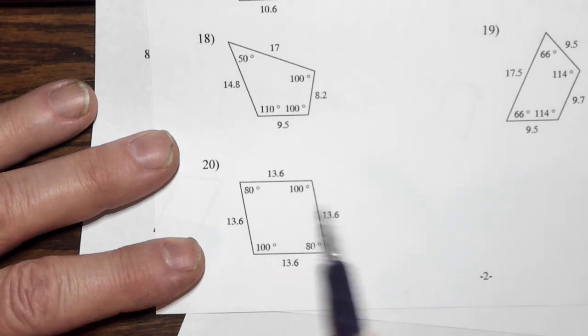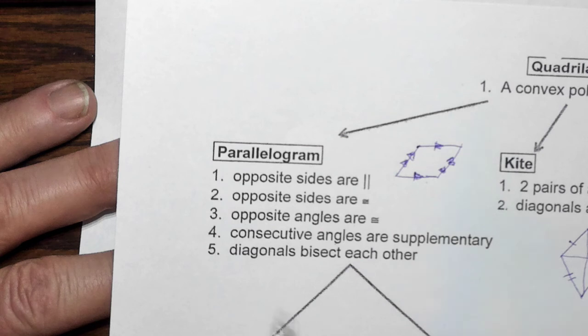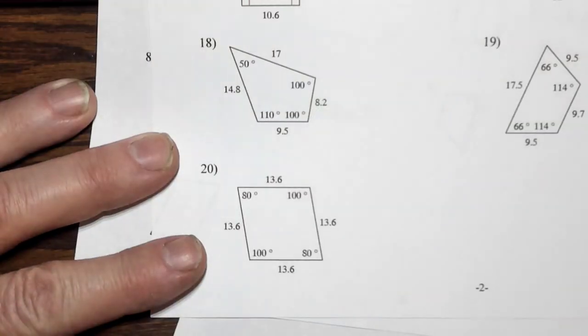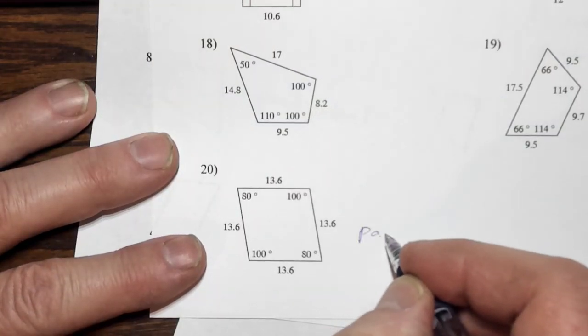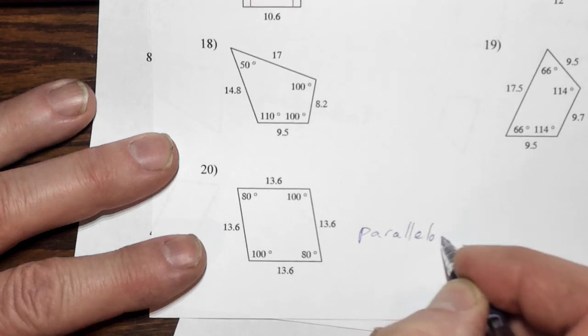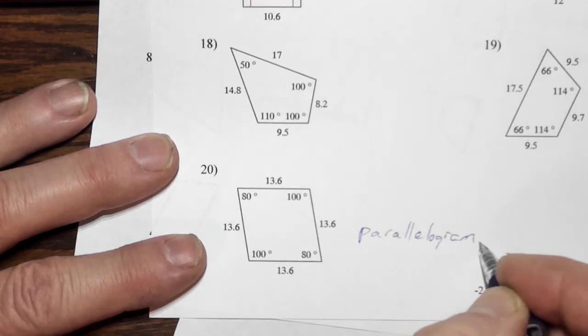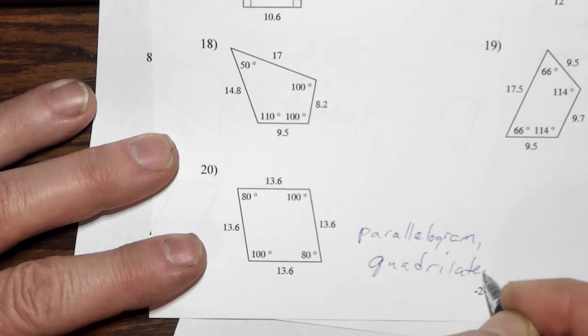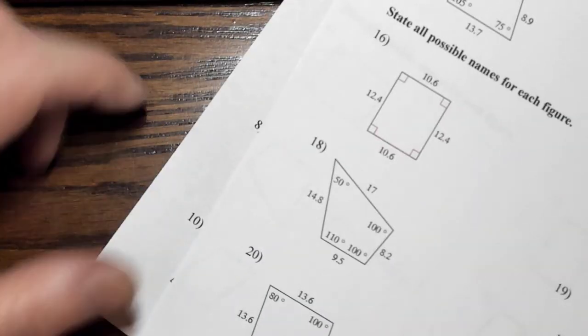Opposite angles are congruent, and so if you go back and you look, opposite sides are congruent, opposite angles are congruent. That means that's a parallelogram. So it's a parallelogram and a quadrilateral. And that's what your assignment today is. It's just naming the different types of quadrilaterals.